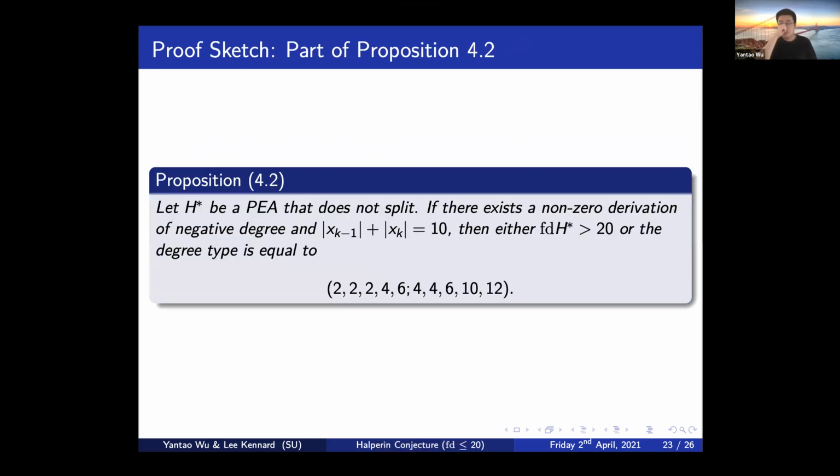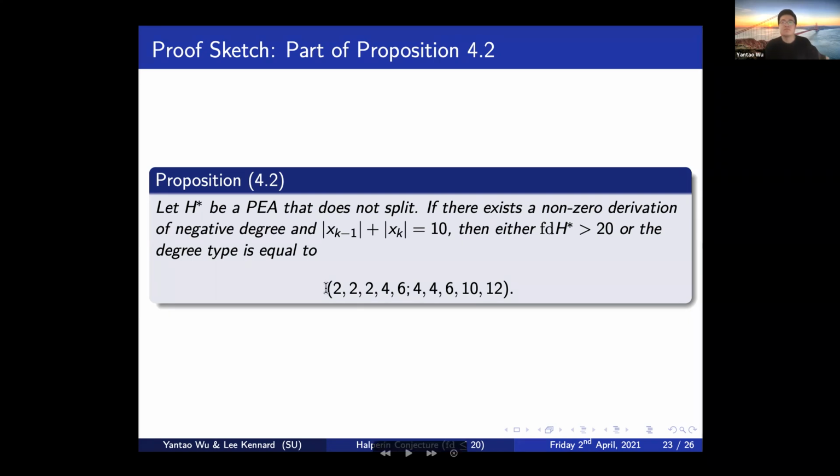We use the new two tools to do some proofs in the paper. One part of the proof is Proposition 4.2. We assume that H star does not split, assuming that there's a non-zero derivation with negative degree. And further, we assume that the degrees of the last two generators sum up to 10. Then it means that when the formal dimension is bounded above by 20, there's only one positive exceptional case. We should look at that. And at the end, we prove that this case also satisfies the Halperin conjecture. But at this stage, we know that there's only one positive exceptional case. Look at that.